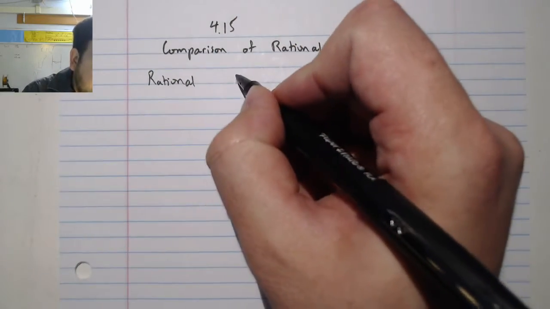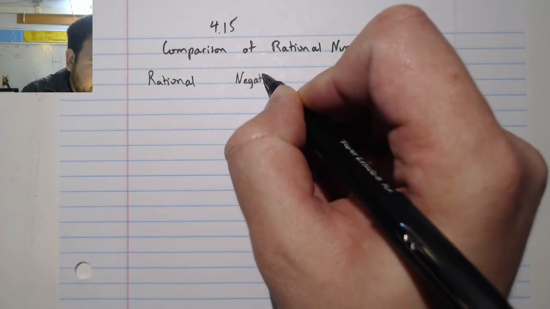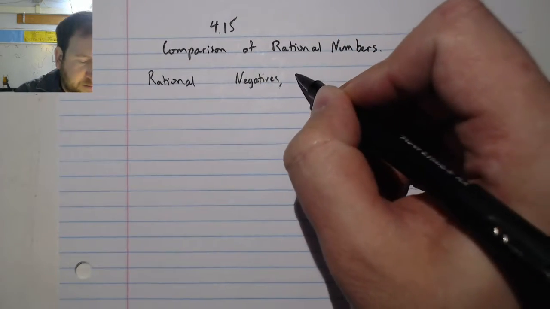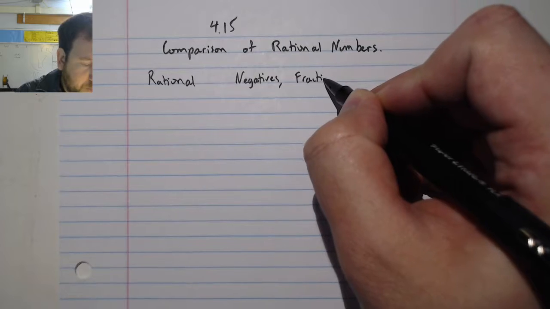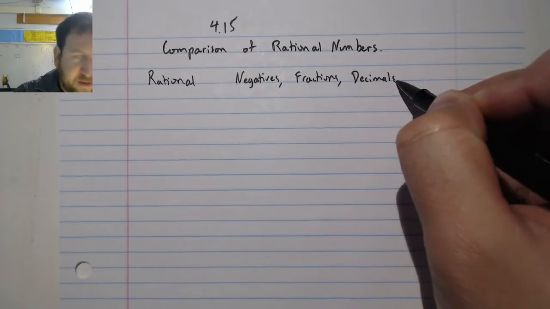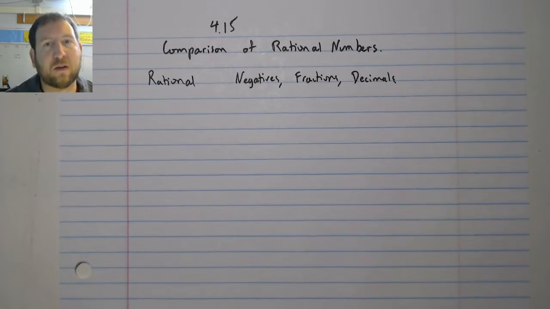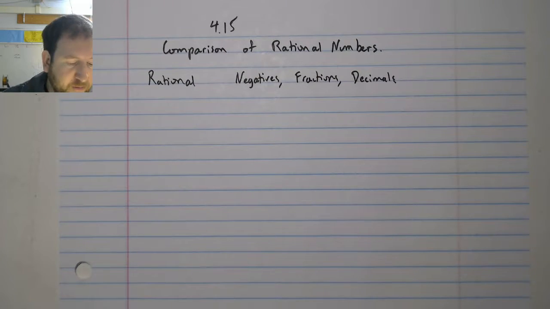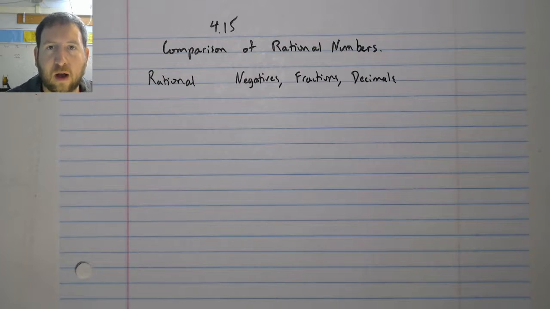So they include negatives, they include fractions, and decimals. And often they're going to need us to move between those three ways of writing in order for us to understand what we're doing, and especially when we have to compare them.